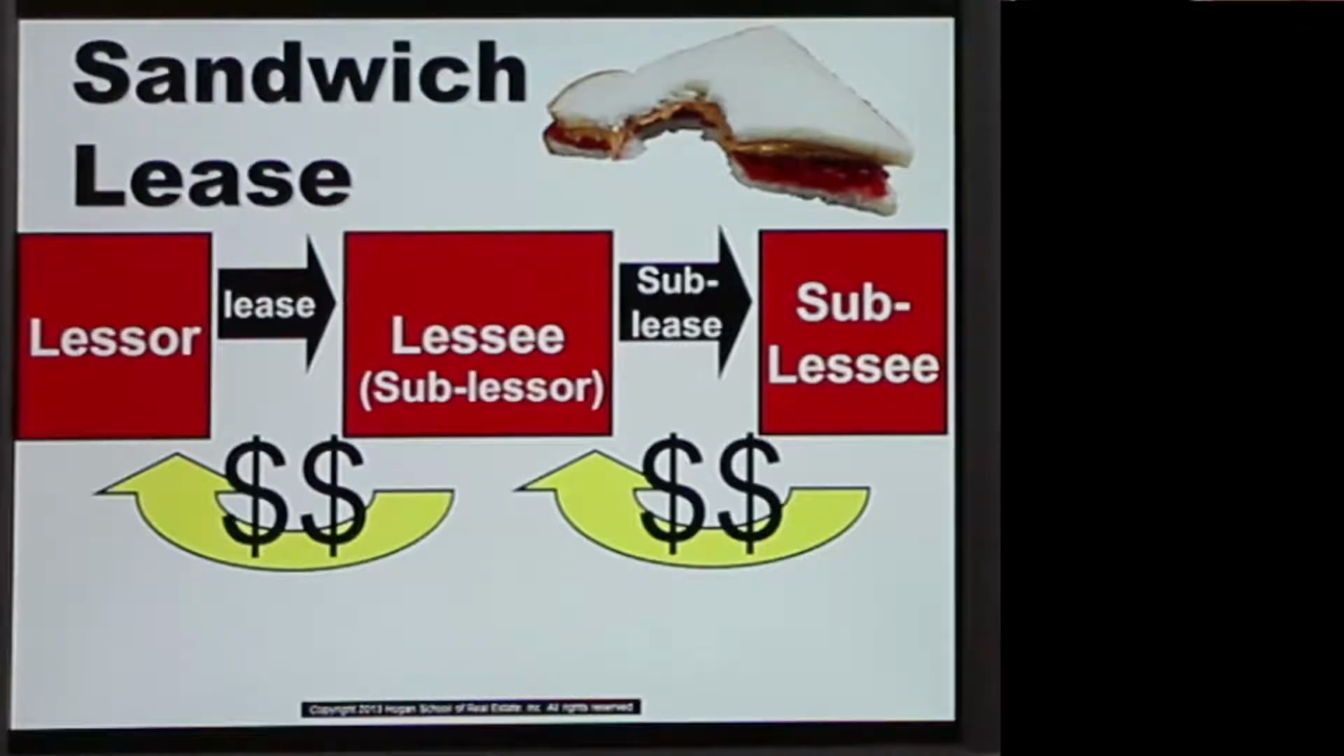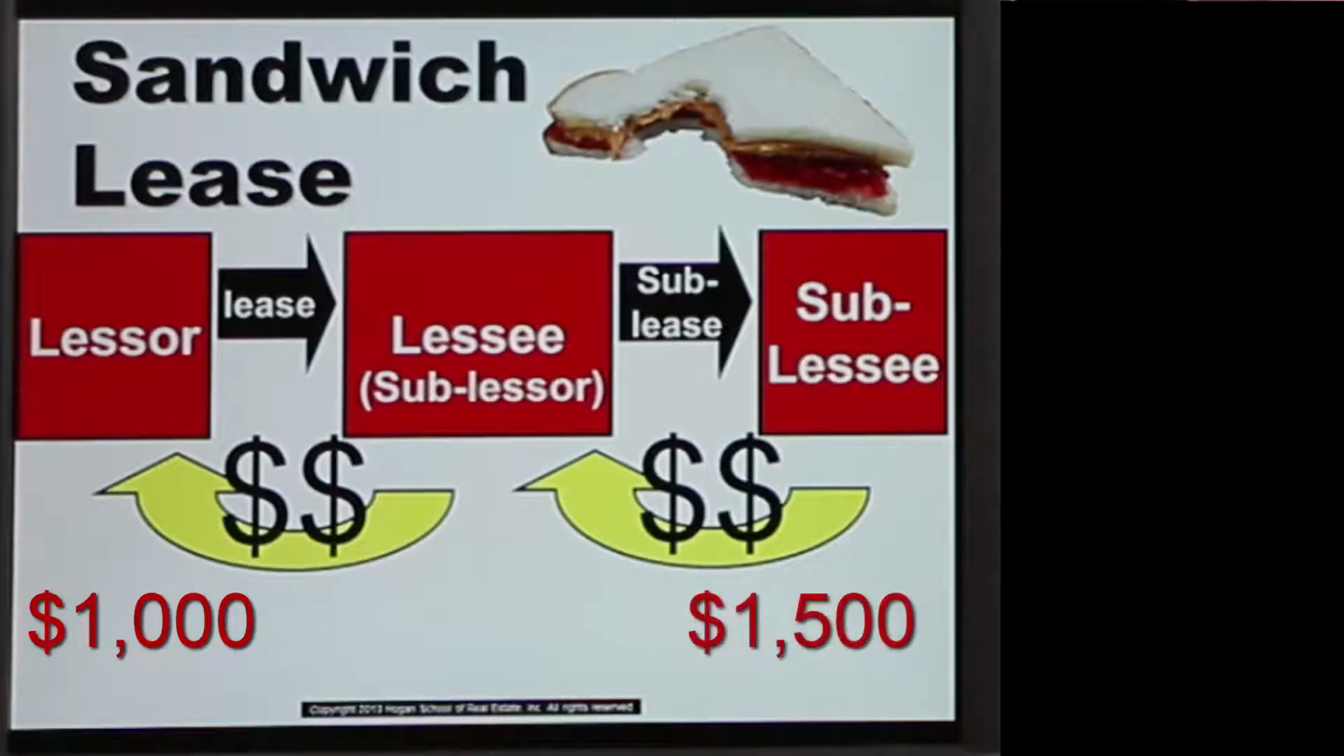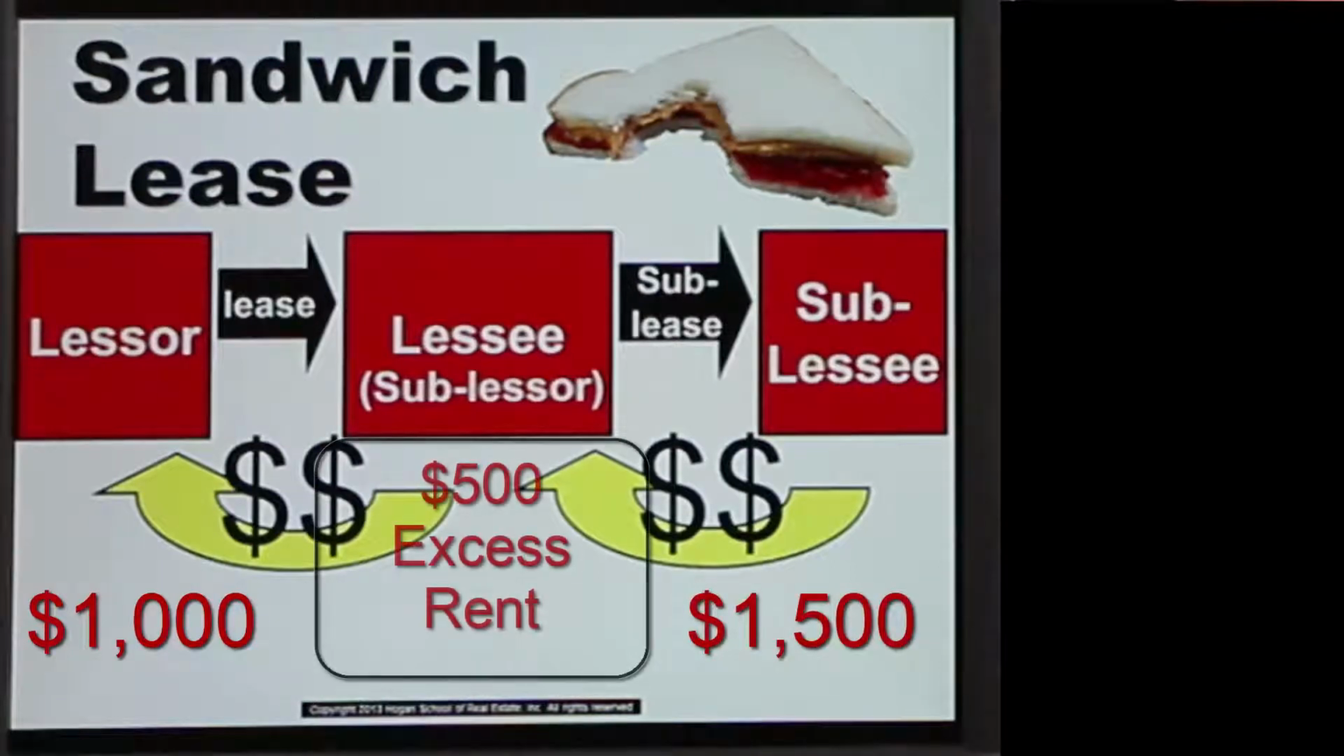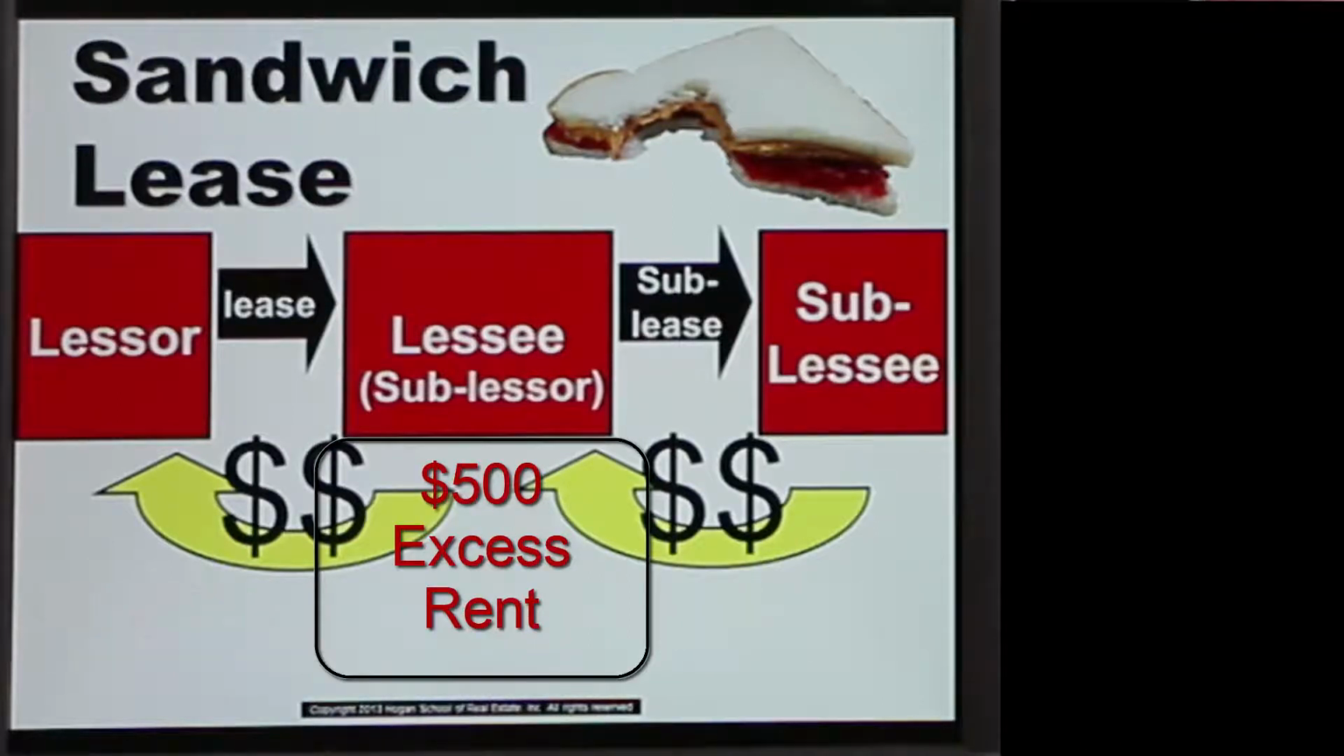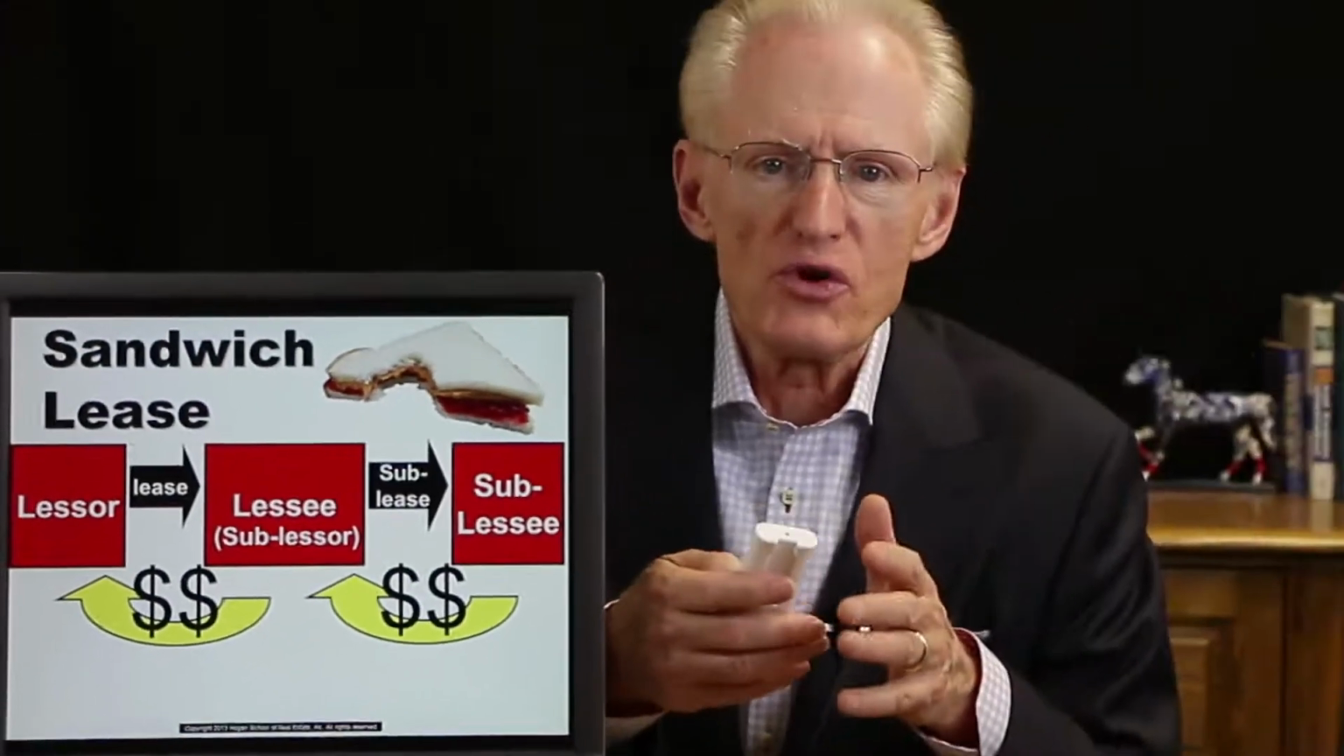Now, some of you might be asking, well, what happens if there's some additional rent here? What happens if the lessor is leasing it to the lessee for $1,000 a month, let's say, and the lessee leases it to the sublessee for $1,500 a month? Who keeps the $500? Well, the answer is the lessee does. The sublessor, the person in the middle, would have the right to that, what's called excess rent. So that's a sandwich lease, also known as a sublease.